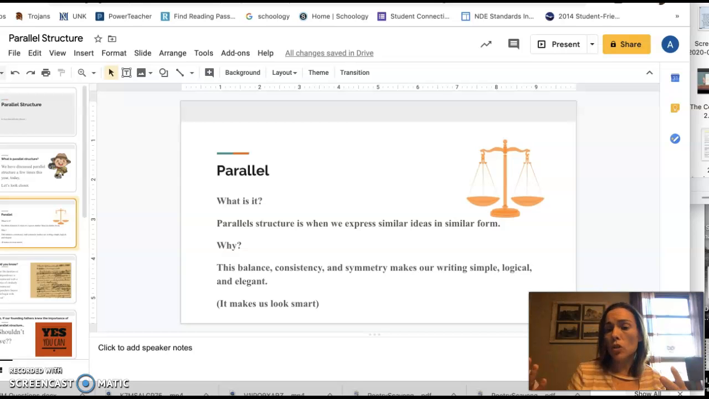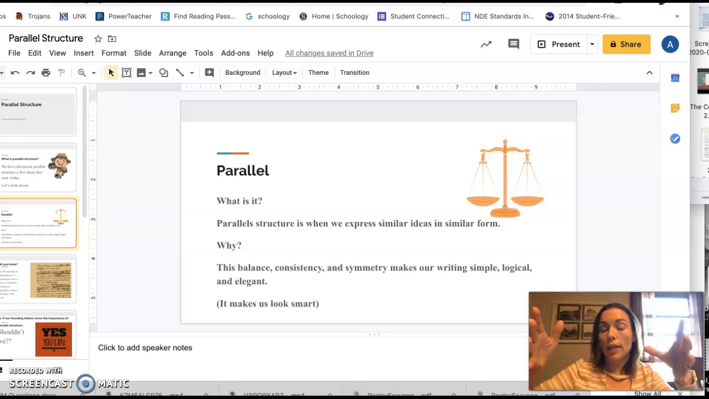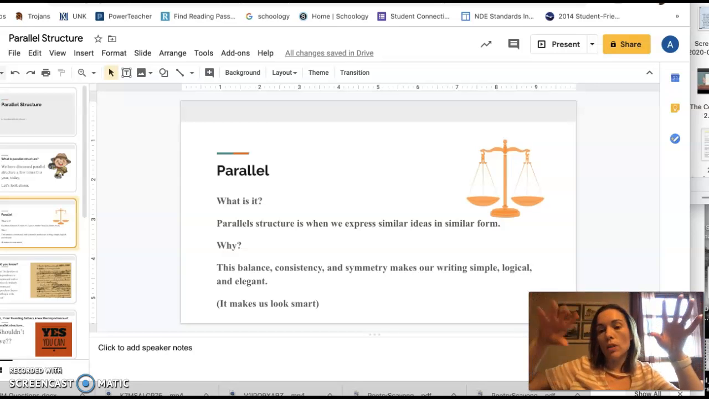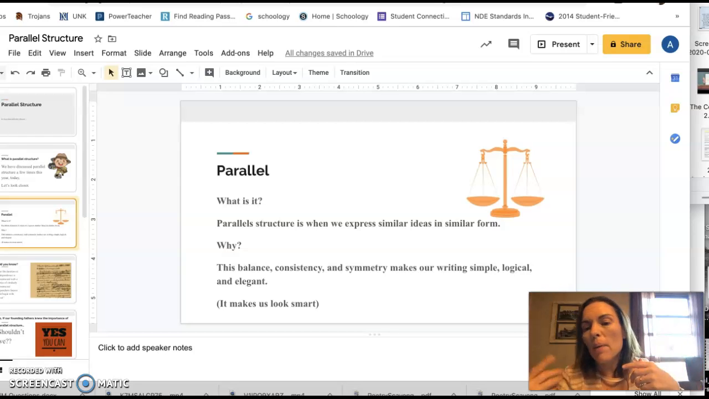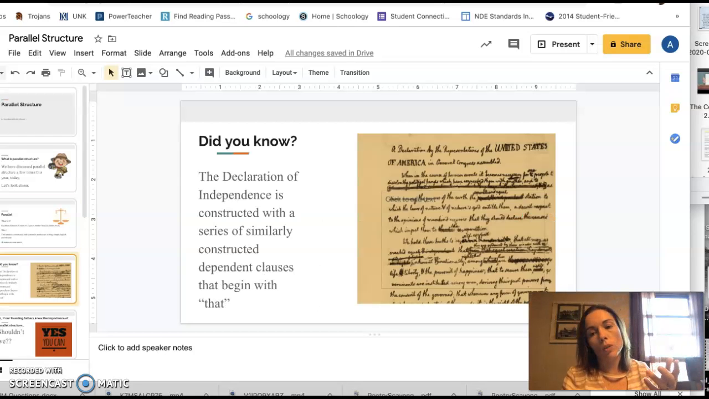So parallel structure is basically when I take an idea and I express it, I write it or I talk about it, and I make sure the format is similar, just kind of like you do on the computer. You don't want to have some to the left, some center, some back to the left, and then right, or your fonts all different sizes. We try to keep it all the same because that balance and consistency and symmetry makes our writing look simple, logical, and elegant. Most of all, it makes us look smart. And we always want to look smart.